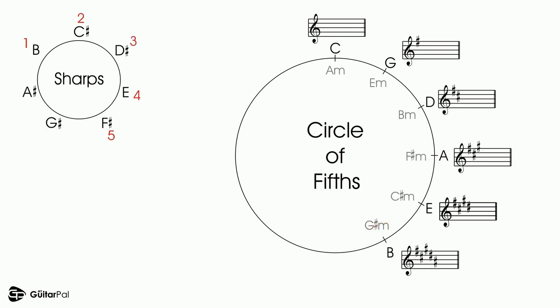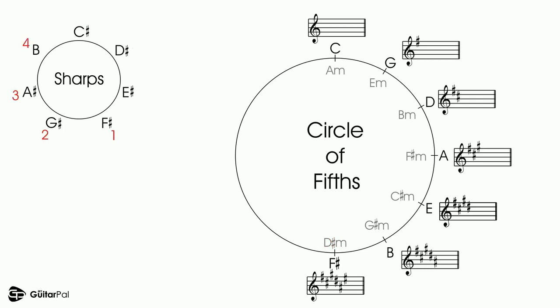5 up from B is F sharp. 7 up or 1 back from F sharp is E. Raise E to E sharp. The key signature for F sharp major has 6 sharps: F sharp, C sharp, G sharp, D sharp, A sharp, and E sharp. 6 up from F sharp is D sharp minor.